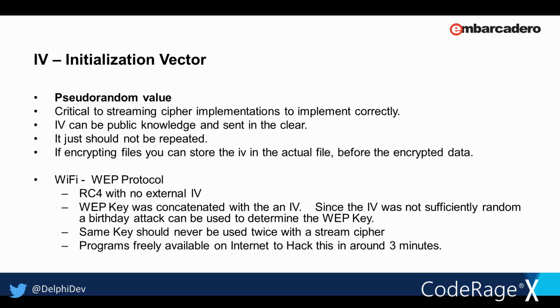So when you're dealing with the random value and say you're encrypting something and then you start over the process, you should not be using the same initialization vector. So if you're encrypting files, you can store the IV in the actual file, typically right before the encrypted data. And this is a common practice among many libraries.